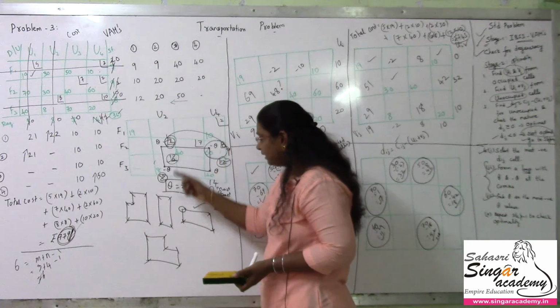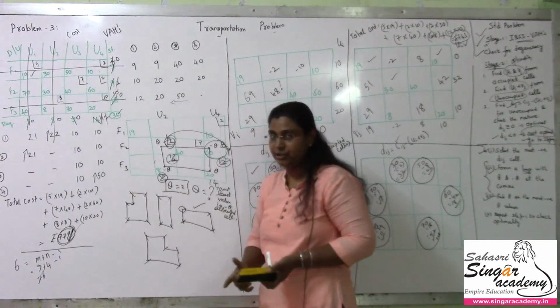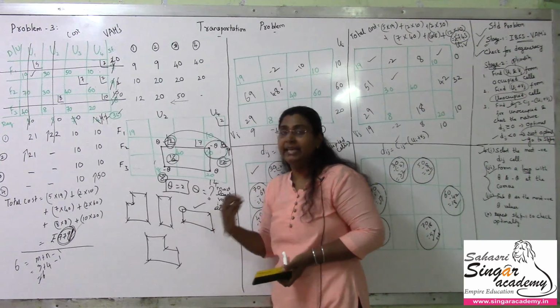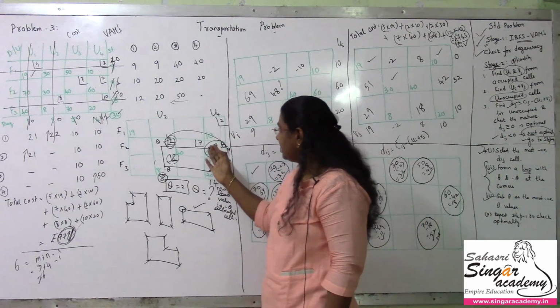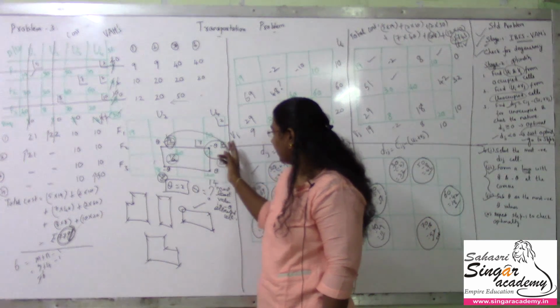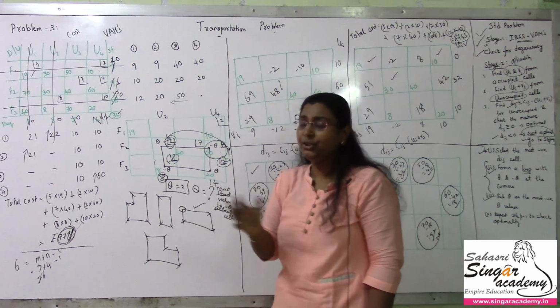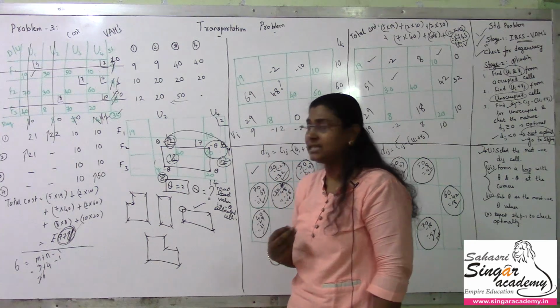The loop or the allocations which I try to change should form a loop with an even number of positions. We call this an independent position because when we change the values from one place to another, like here to here, others should not get disturbed. This is what we mean by an independent solution.